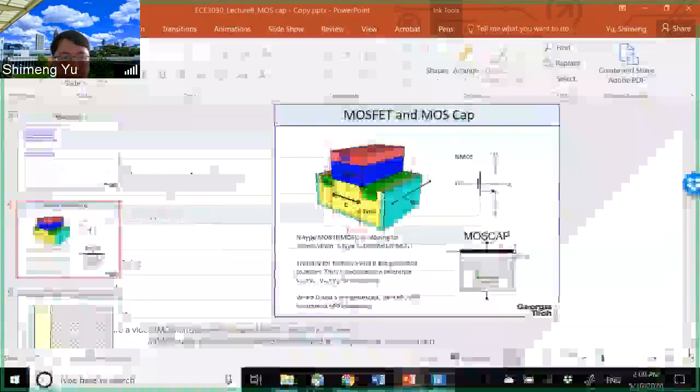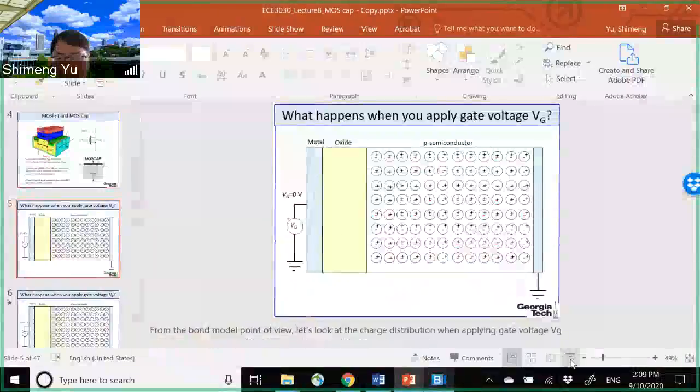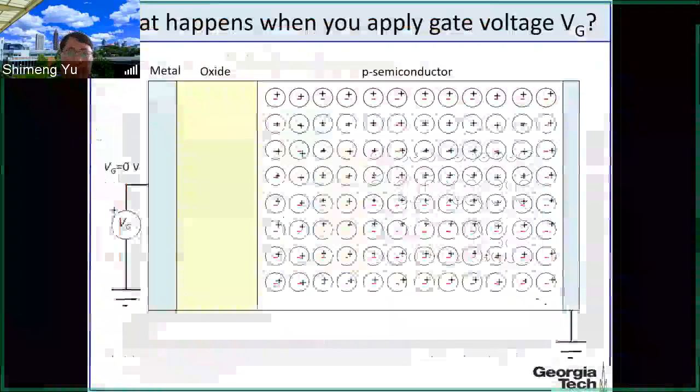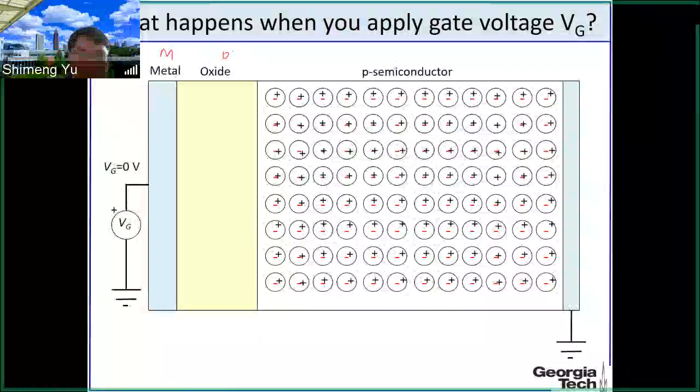All right. Then let's look at the MOS cap in more detail. Here we draw the MOS cap in the horizontal direction. And again, this is NMOS, so it has a P-type substrate.